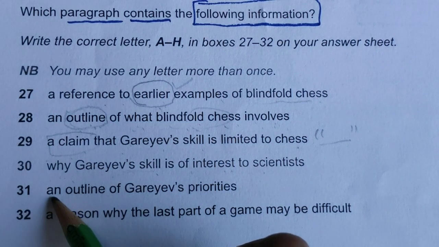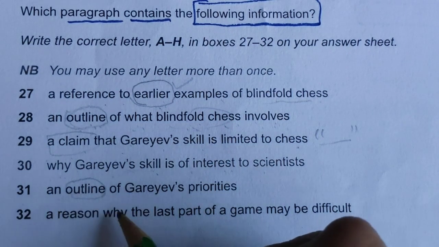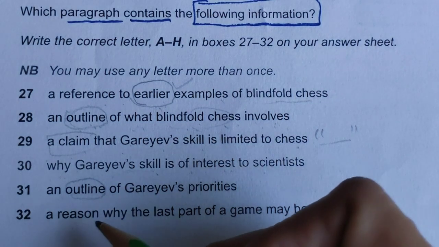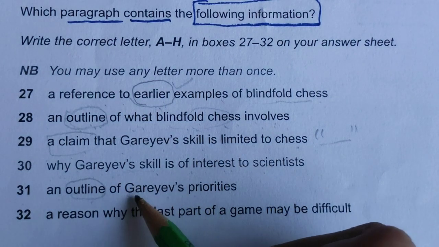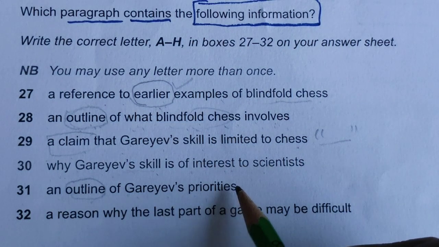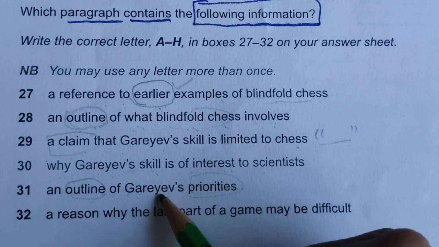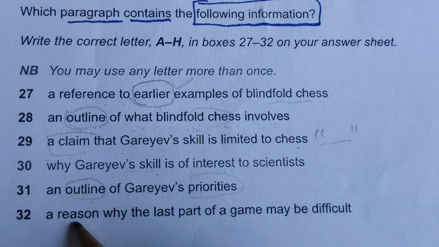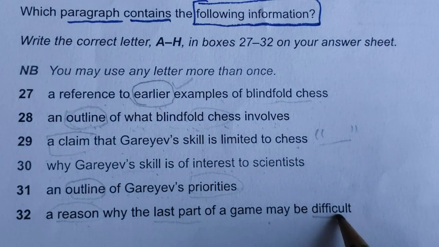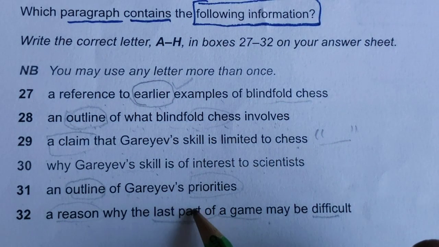Next, an outline. Again, outline means a line that shows the shape or outside edge, as well as a brief description of Gareyev's priorities. So some priorities, some preferences of this person would be explained in the paragraph. Then, a reason why the last part of a game may be difficult. You will not find the word reason in any paragraph, but when they are describing the last part of a game, that would be the answer.